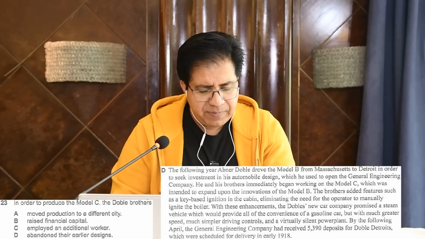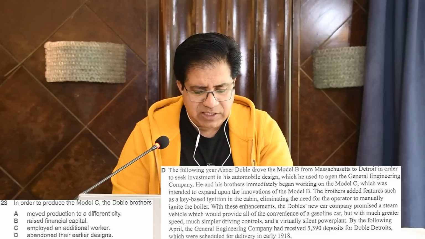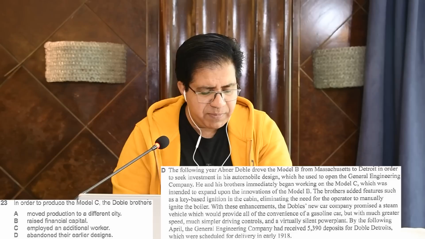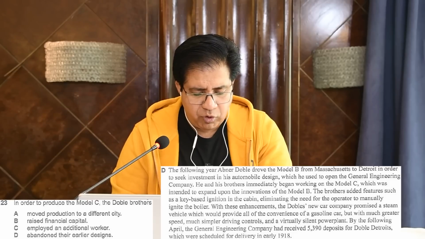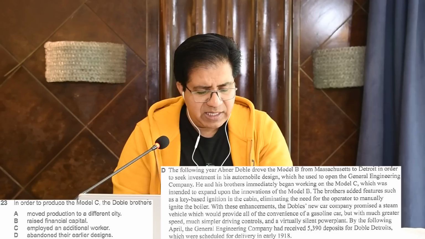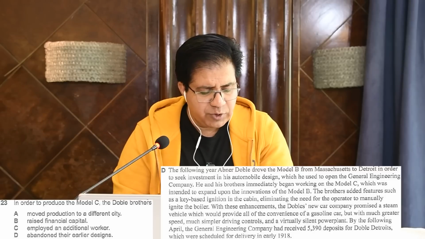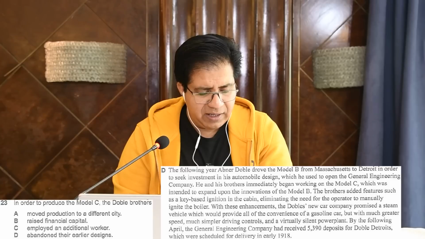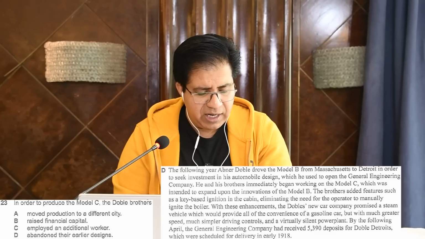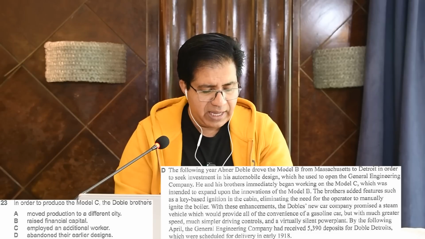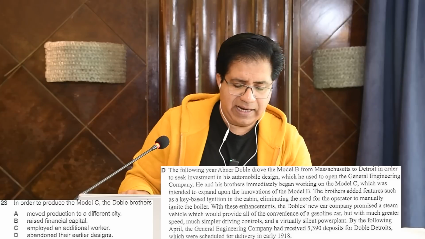The following year, Abner Double drove the Model B from Massachusetts to Detroit in order to seek investment in his automobile design, which he used to open. Okay, next line. He and his brothers immediately began working on the Model C, which was intended to expand upon the innovation of the Model B. The brothers added features such as a key-based ignition in the cabin, eliminating the need for the operator to manually ignite the boiler. Okay, so they made some improvements like that. Now please come back.